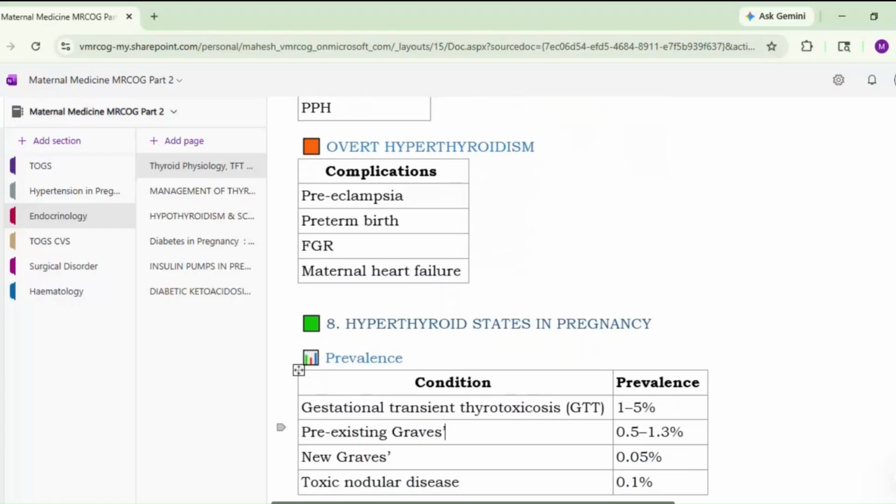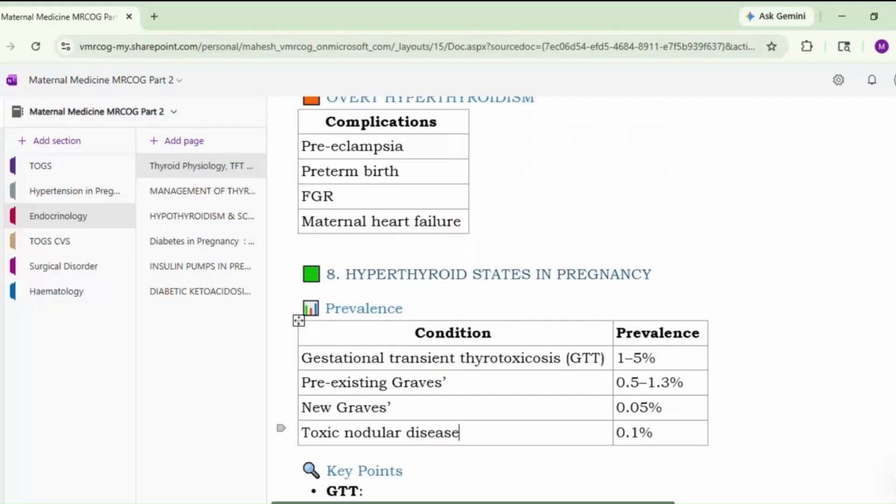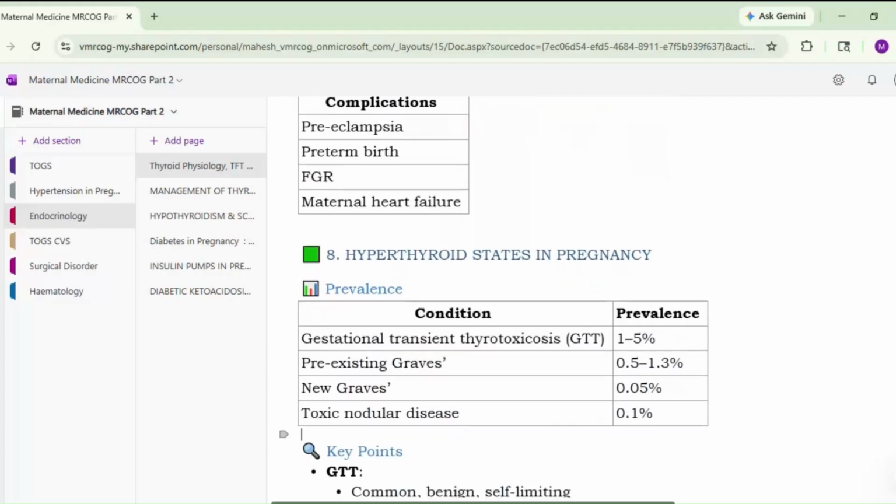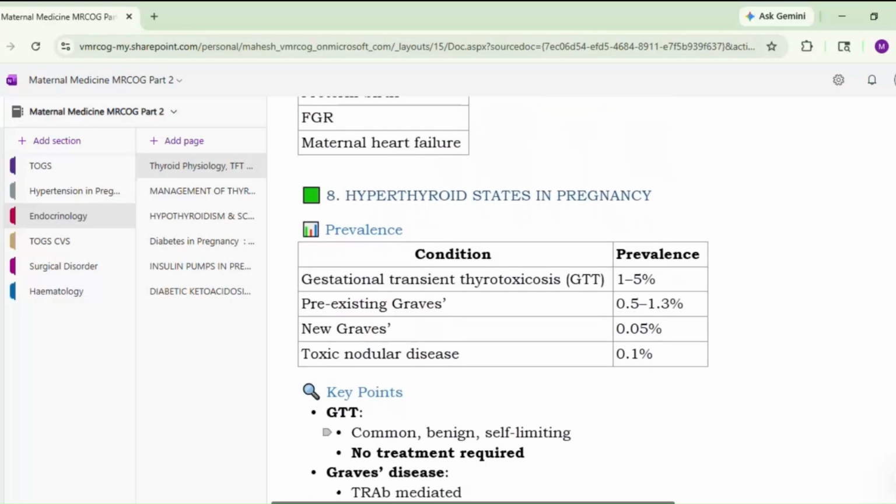Now coming to the hyperthyroid state in pregnancy. One, it can be gestational transient thyrotoxicosis. This concept you need to understand because there can be SBA on this. Gestational transient thyrotoxicosis occurs in around 1 to 5% of cases. Then the patient may have pre-existing Graves disease, around 0.5 to 1.3% of cases. There may be a new diagnosis of Graves disease in around 0.05% of cases, that means one case in 2000. Or there can be toxic nodular goiter, which is rare, around 0.1%, that is 1 in 1000.